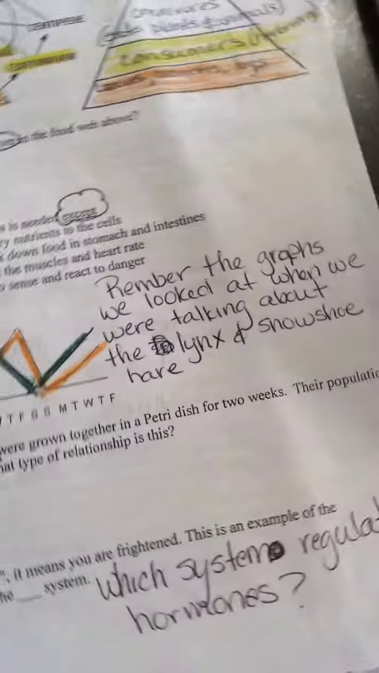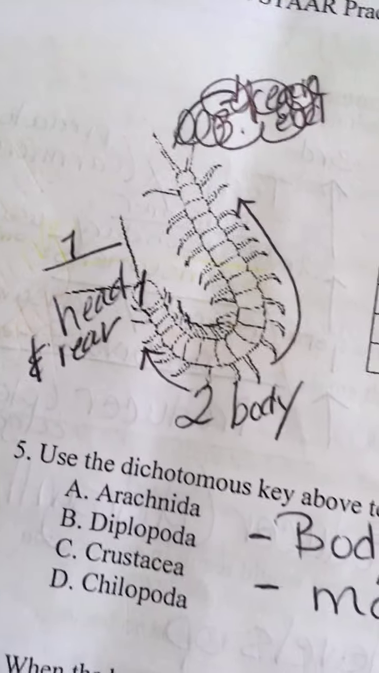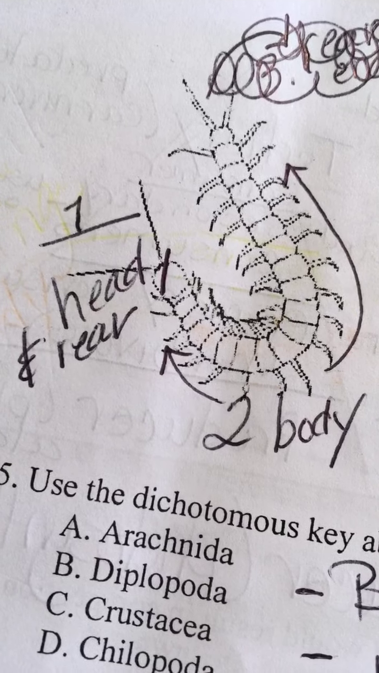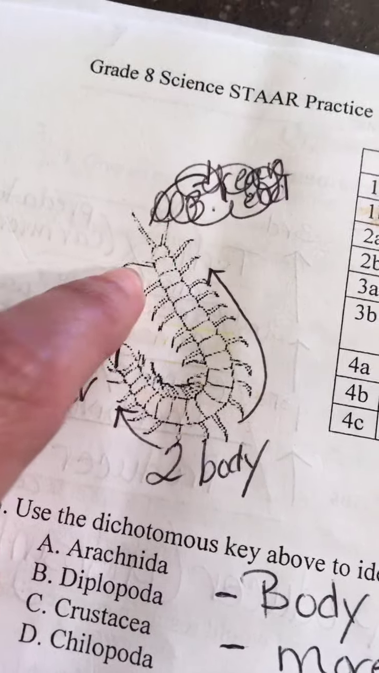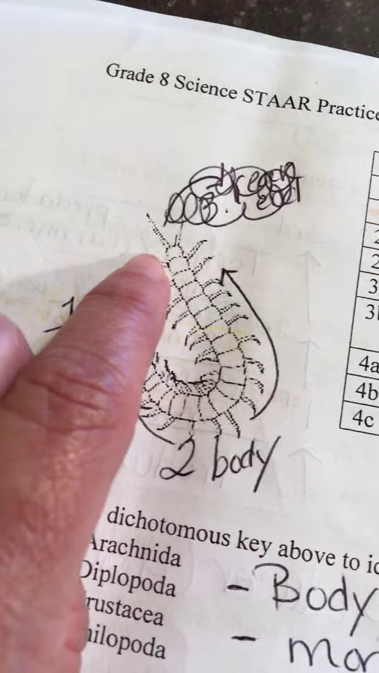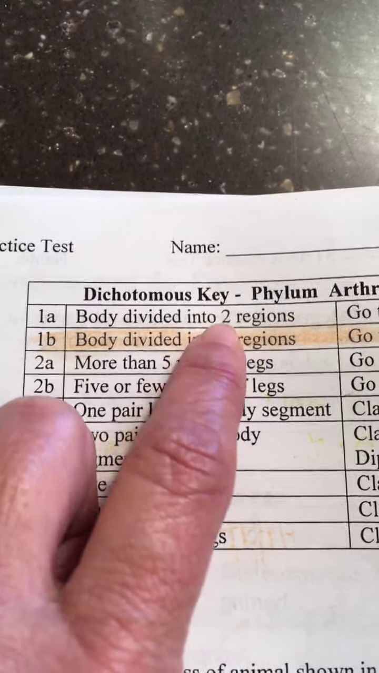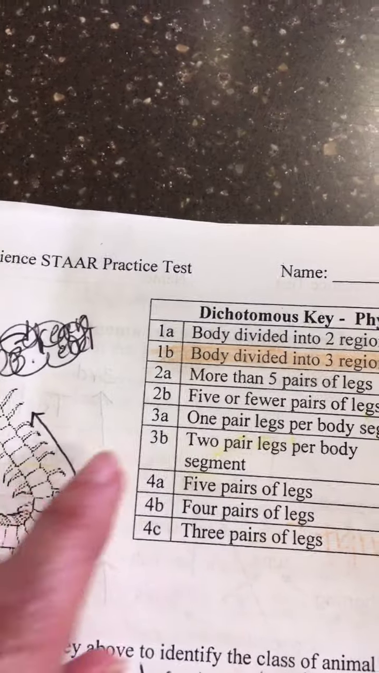All right, and I'm going to turn the page to number 5. Number 5 is a dichotomous key, and I know this is not a very good drawing, but on this drawing, the body is divided into 2 regions. The head, and it's hard to tell which is heads or tails here, but the head region, which would be 1, and then the body, which would be 2. So when you go to your dichotomous key, you're going to go to 1A. Body is divided into 2 regions, and then it tells you go to 2. So I'm going to go to 2.